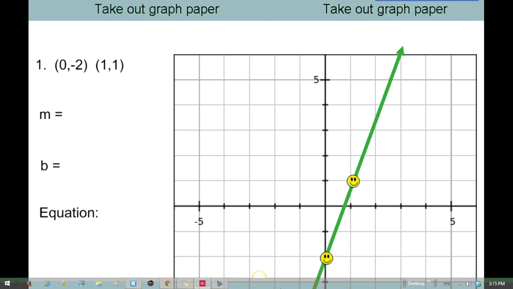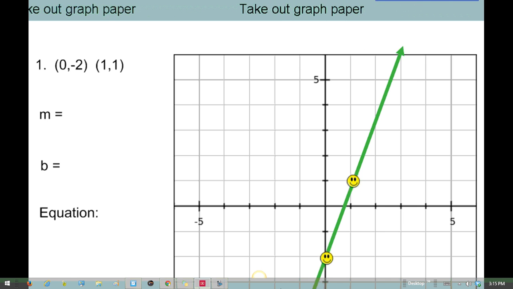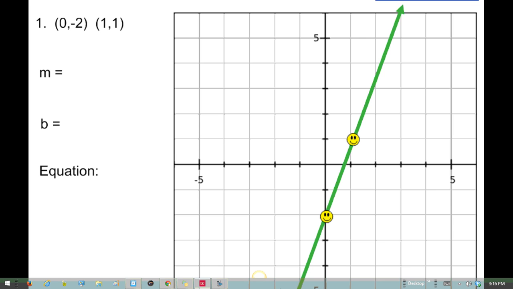On your page, you'll see some graph paper, and this equation, we're going to try and write it, and we're going to use the slope, which is m, and the y-intercept, which is b. Let's start with the slope. I'm going to count how much I rose and how much I ran. I see the distance here is 1, 2, 3, and I ran once. So my slope is 3/1.